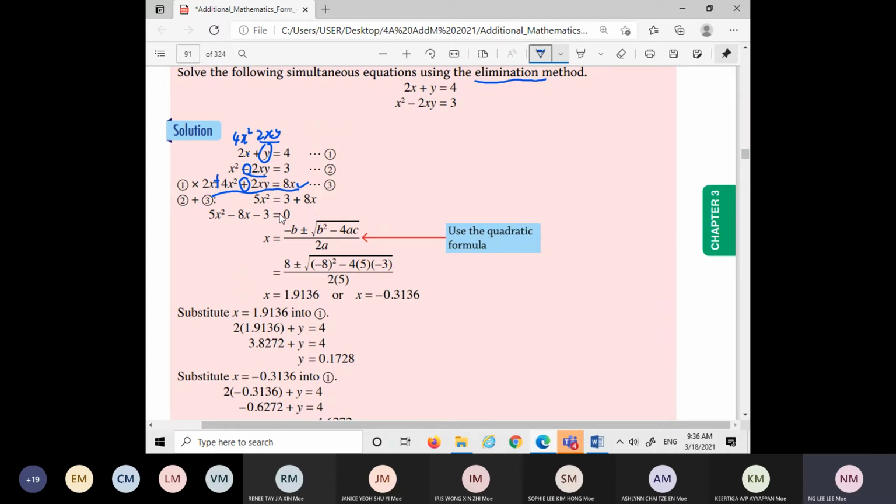Again, you are getting quadratic equations. But for these quadratic equations, you can't do a factorization. So here they choose to use the formula to get the two answers.